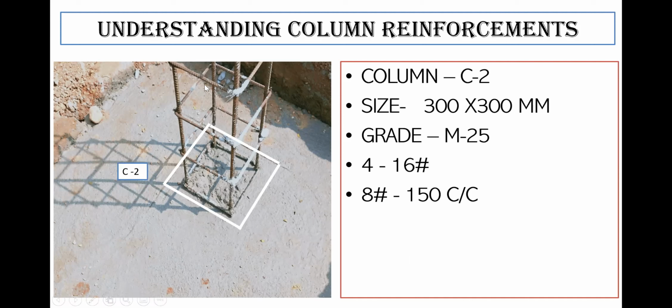So imagine this is a column now. The name of this column is C2. Where is it mentioned? It is mentioned here. It is the C2 column. And where will all these things be mentioned? It will be mentioned in the column layout drawing, which we are going to see after understanding this. And the size of the column is 300 by 300. So the size of this column is 300 by 300. Again, this is also 300, and this is also 300. So it's like a square column.